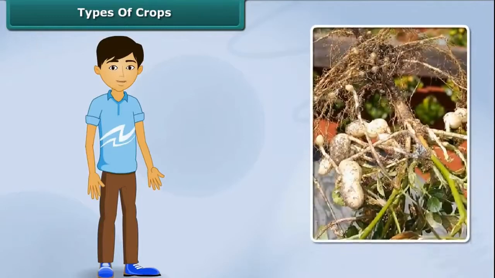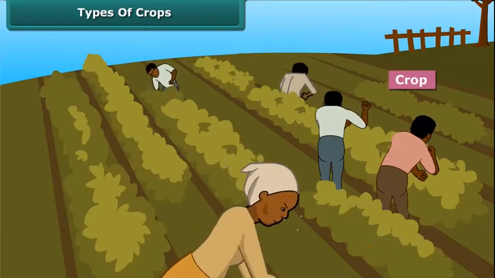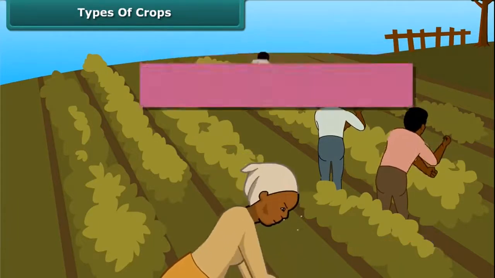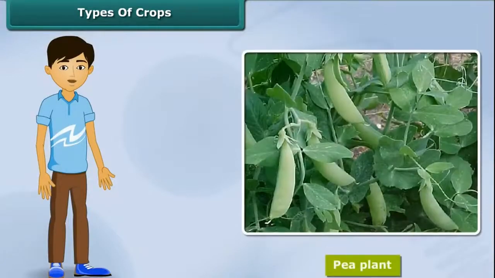Friends, have you ever looked at a groundnut plant? Can we call it a crop? No, we cannot. Do you know the fact that when same types of plants are grown at a large scale, then it is called a crop? If you wish to grow a pea plant in the hot season, you can't do it. Do you know the reason behind it?